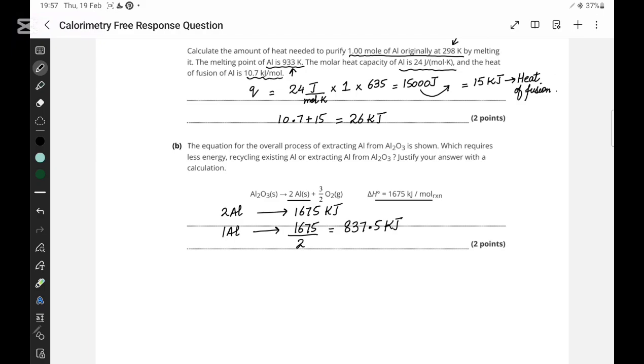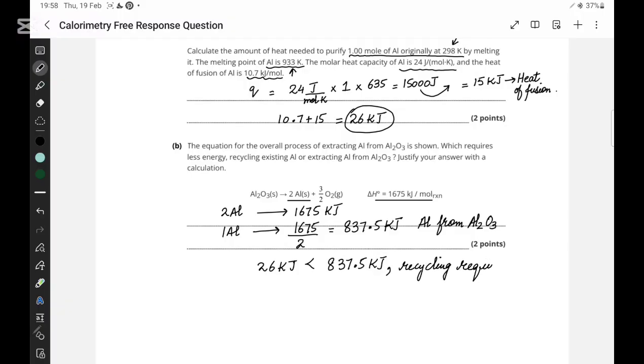This is the energy of extracting aluminium from Al2O3, but the energy for recycling, 26 kilojoules, is less than 837.5 kilojoules. So you can see that recycling requires less energy.